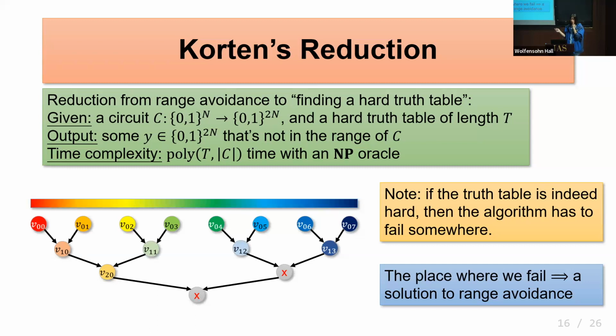Linear depth? No, because at each step we will use the circuit C. C is our input for range avoidance. If C is an arbitrary circuit, then we cannot say anything about restricted circuits.